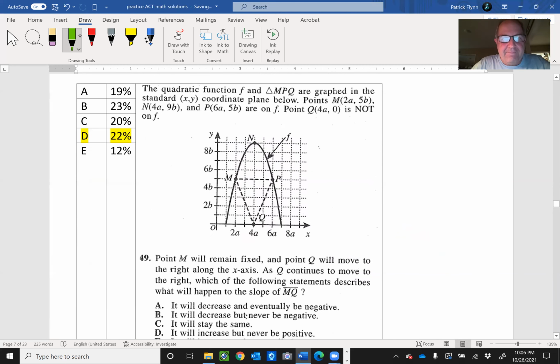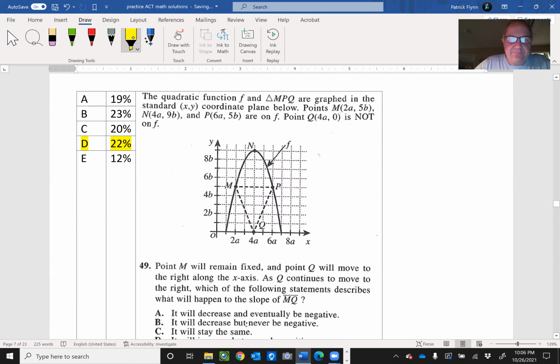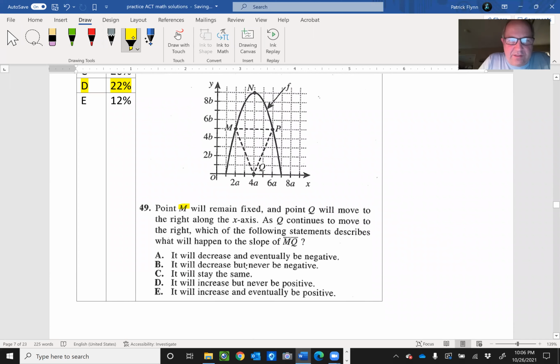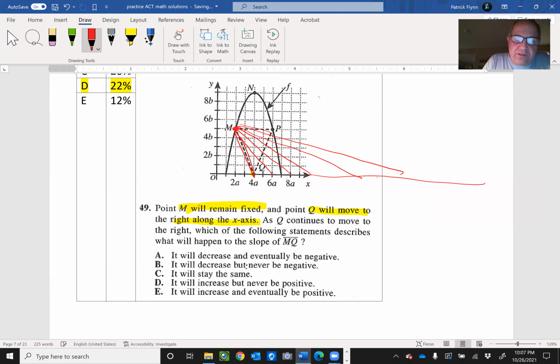Okay. Let's look at this one. Point M remains fixed. So M stays here. It does not move. But point Q will move to the right along the x-axis. So this point Q is moving to the right along the x-axis. So I could think about, like, we've got a line like this, and then we got a line like this, and a line like this. So, you know, that point Q is moving along the x-axis. Which statement describes what happens to the slope?